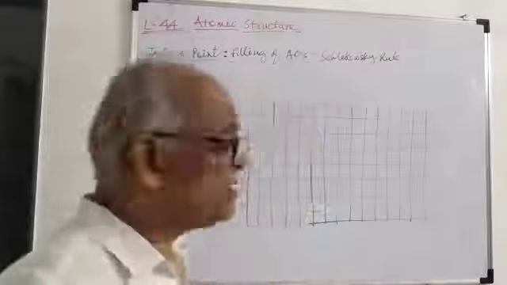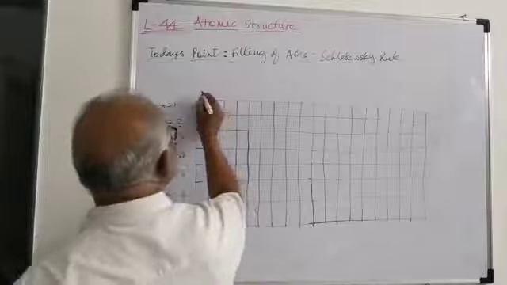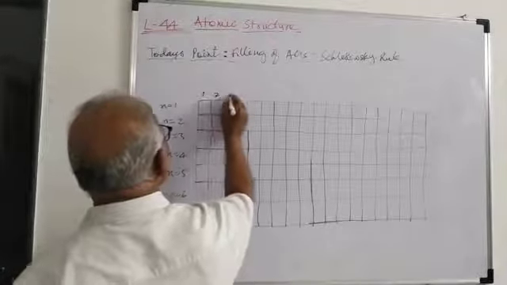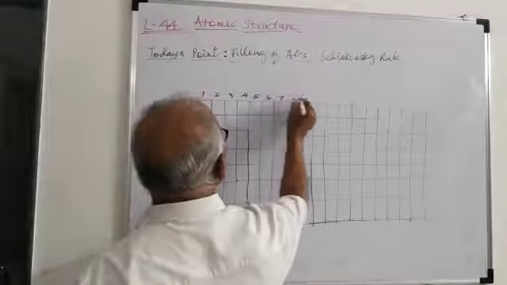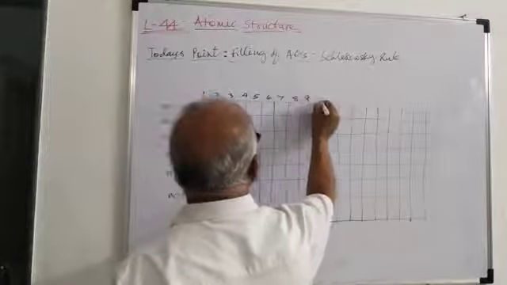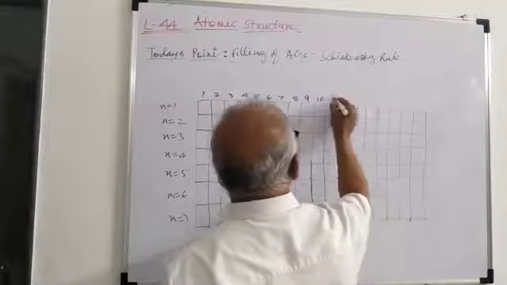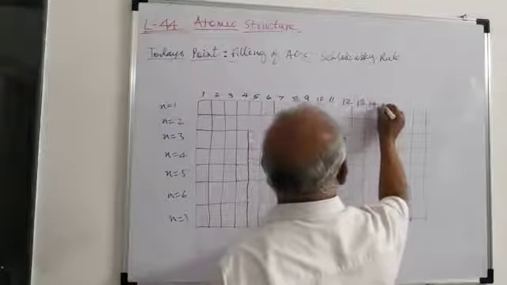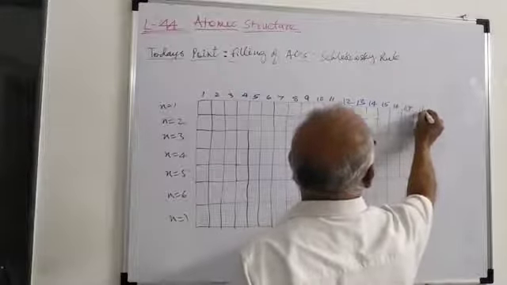So this is our periodic table. We will label these columns as number 1, 2, 3, 4, 5, 6, 7, 8, 9, 10, 11, 12, 13, 14, 15, 16, 17, and 18.